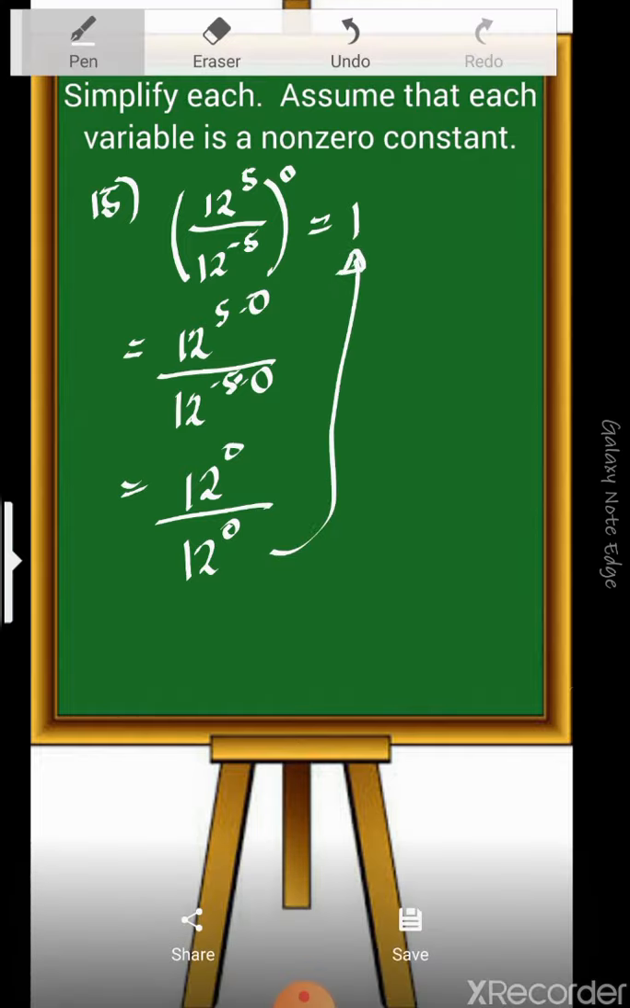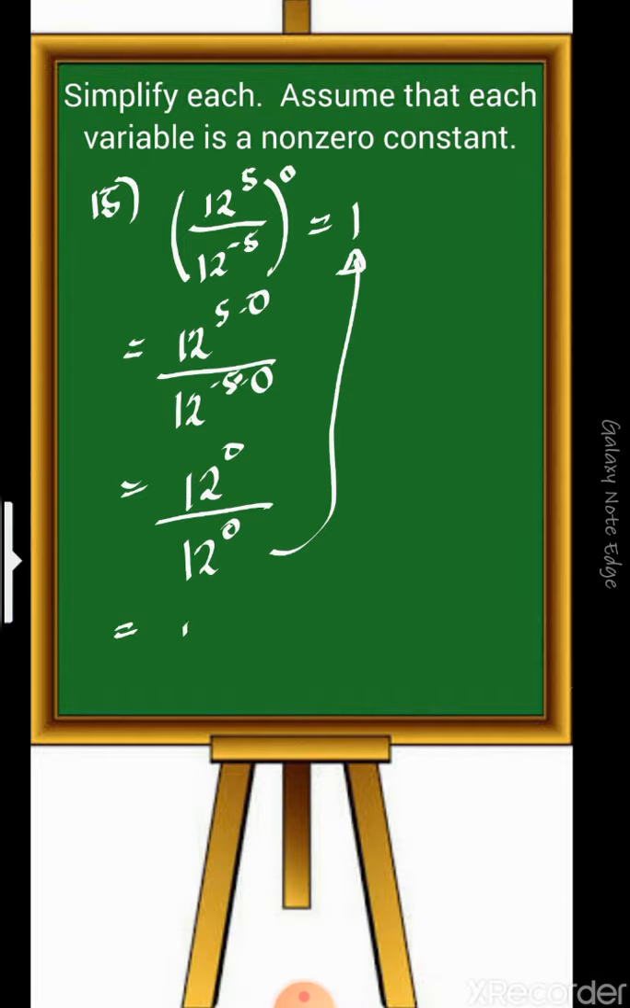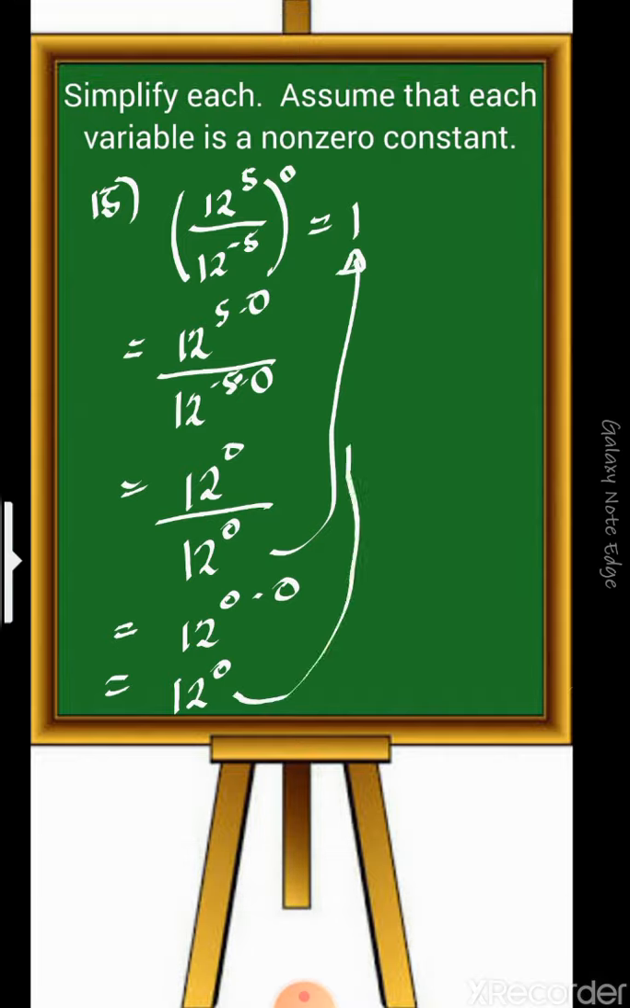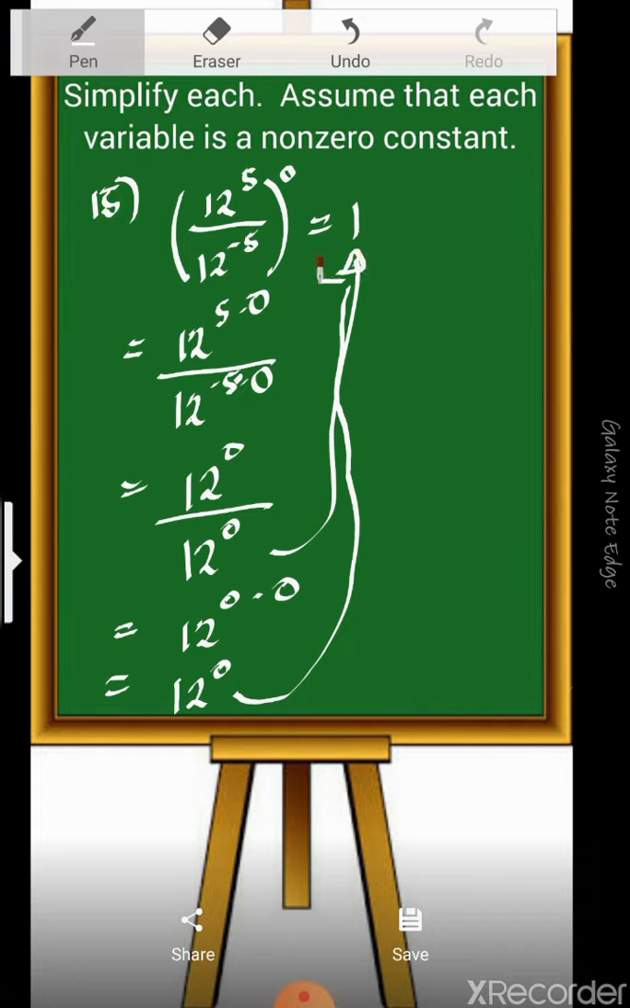Or, by applying the quotient rule for exponent, we have 12 raised to 0 minus 0. So the answer is 12 raised to 0. Or, any number excluding 0, if it is raised to 0, the answer is always 1. So the answer is 1.